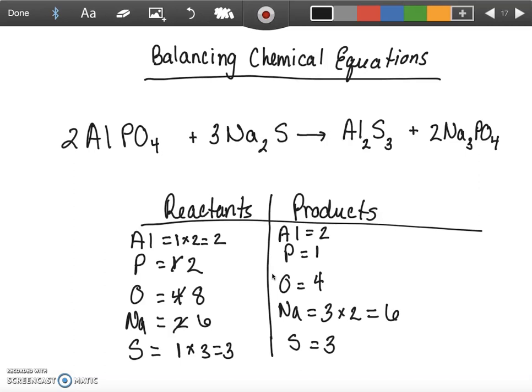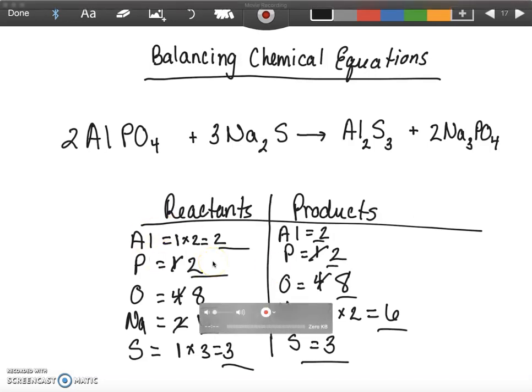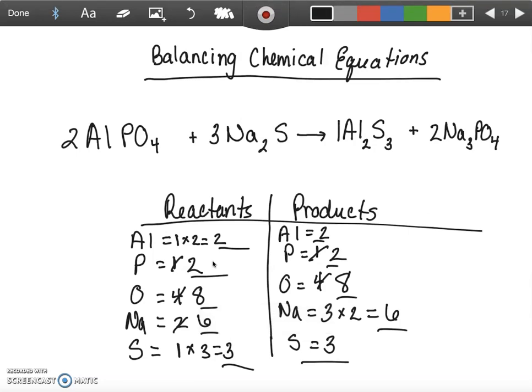How many phosphoruses do I have now? Well, 2 times that 1 implied there means I now have 2 phosphoruses. 2 times this 4 means I now have 8 oxygens. And if I go through, let's see if everything is balanced. 3, 3, 6, 6, 8, 8, 2, 2, 2, 2. Everything looks good. And there's an implied 1 to be right here in front of the Al2S3, but we're not going to write that.